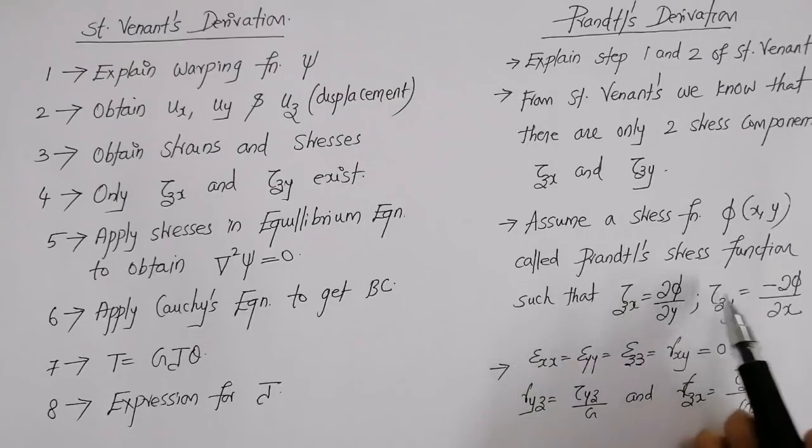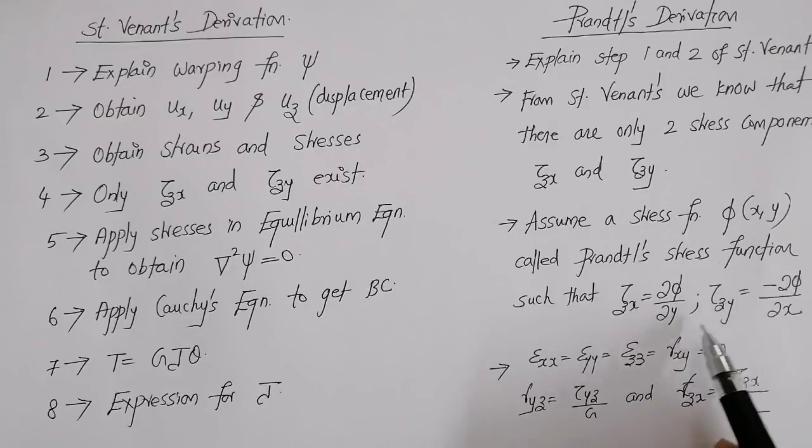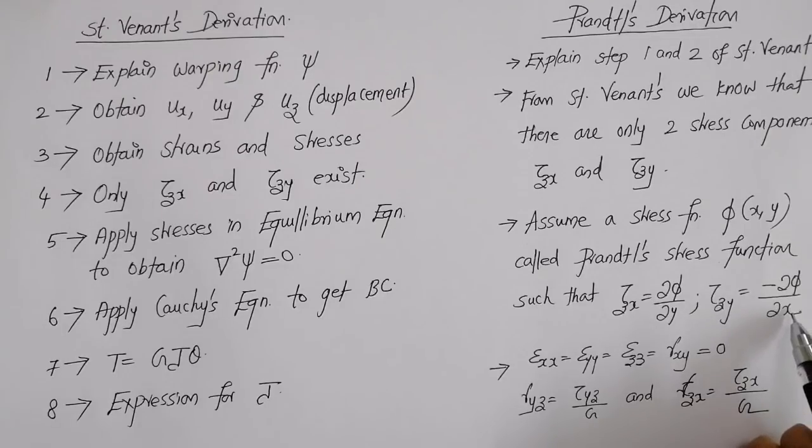So how did we get the value for tau zx and tau zy? We have taken the value for tau zx equal to this and tau zy equal to this in such a way that equilibrium equation 3 is automatically satisfied. Now since there are only two stress components, all the initial four strain components are 0. Now what is gamma yz? Tau yz by G. Gamma zx is tau zx by G. You should not confuse tau zy and tau yz because both are same.